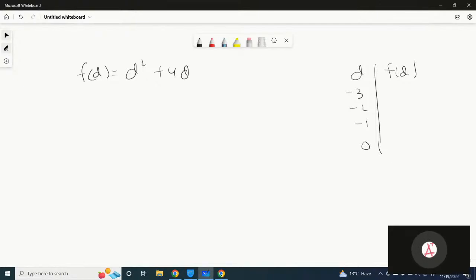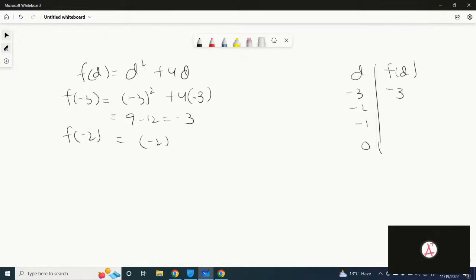First of all, I'm going to replace -3. So replace all the d's with -3. Got it? Negative 3 square is 9, and 4 times negative 3 is minus 12. So it would be negative 3. That means when d is negative 3, f of d is also negative 3. Got it?